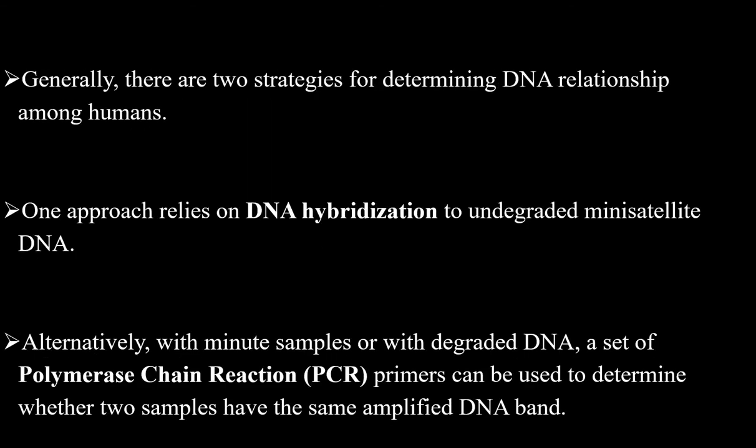Generally, there are two strategies for determining DNA relationship among humans. One approach depends upon DNA hybridization to undegraded mini-satellite DNA. Alternatively, with minute samples with degraded DNA, a set of polymerase chain reaction, that is PCR primers, can be used to determine whether two samples have the same amplified DNA band.